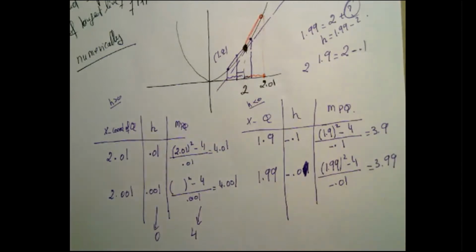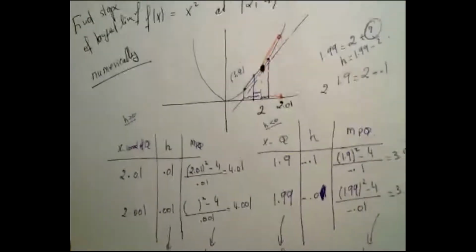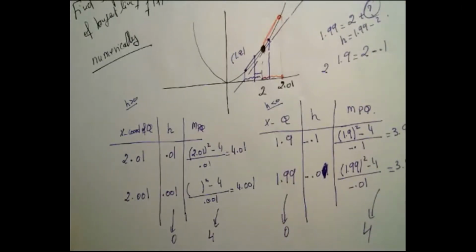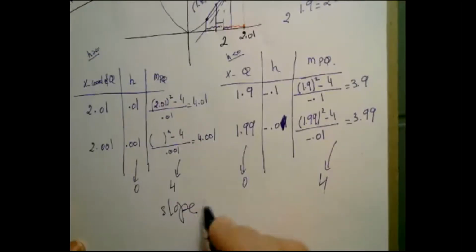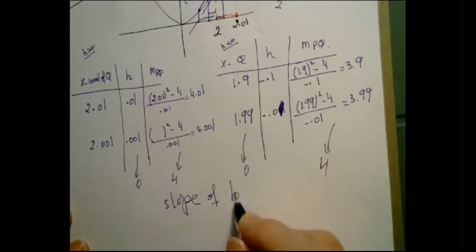Okay, so that's numerically. So as h is getting closer to 0, my slope is becoming close to 4. So it's fair to say numerically that the slope is equal to 4. So the slope of the tangent line numerically is 4.